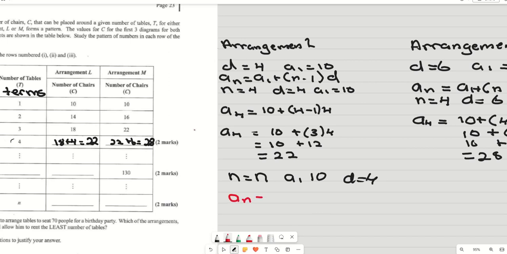A_n is equal to a_1 plus (n minus 1) times d. So we know a_n, right? n is n, so that's a_n. The first term is 10, plus (n minus 1) times d, which is 4.